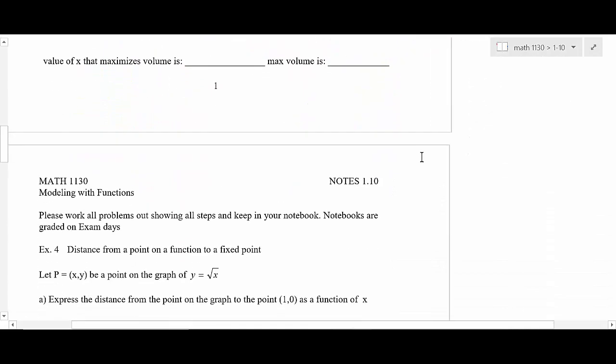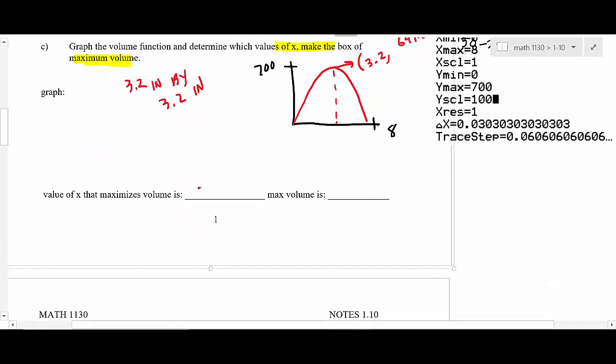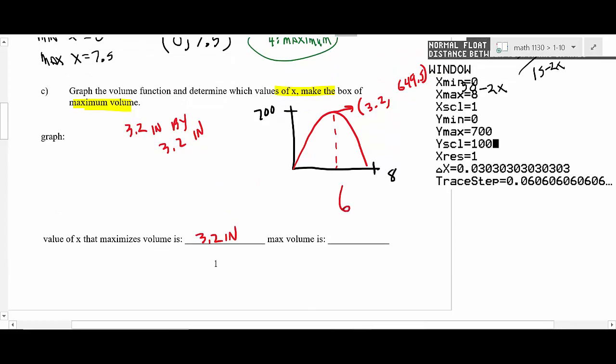Okay. All right, so this is what we have here: x is 3.2. Maximum volume, what did we say that was? 649.5, and that would actually be cubic inches like that, okay? So that's one type of optimization problem that I like to go through, okay?